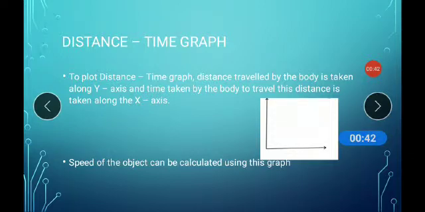Just like any other graph, to plot a distance time graph, we have to take time along the x-axis and distance along the y-axis. And we can calculate the quantity speed of the object from the distance time graph.